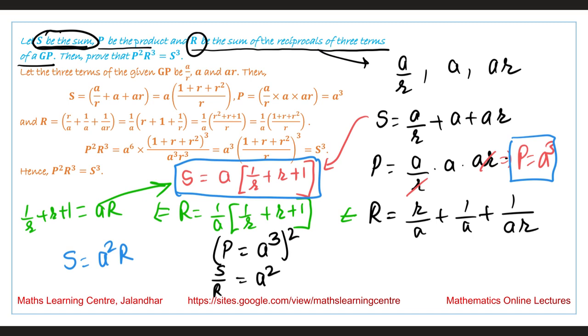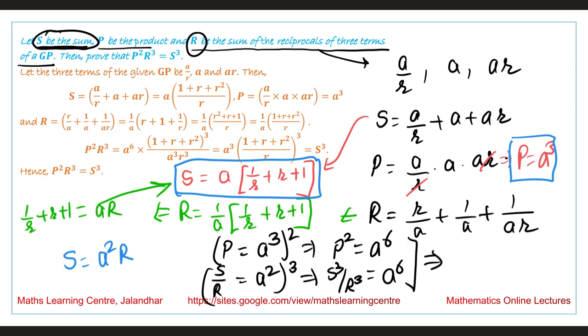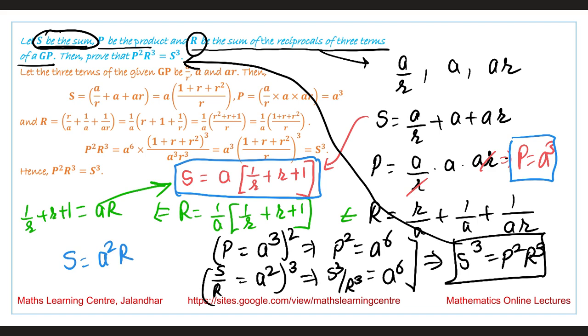If we square this equation and if we cube this equation, this will imply P square is equal to A raised to the power 6. And S cube over R cube is equal to A raised to the power 6. So from both these equations we obtain that S cube is equal to P square R cube, and this is what we have to prove.